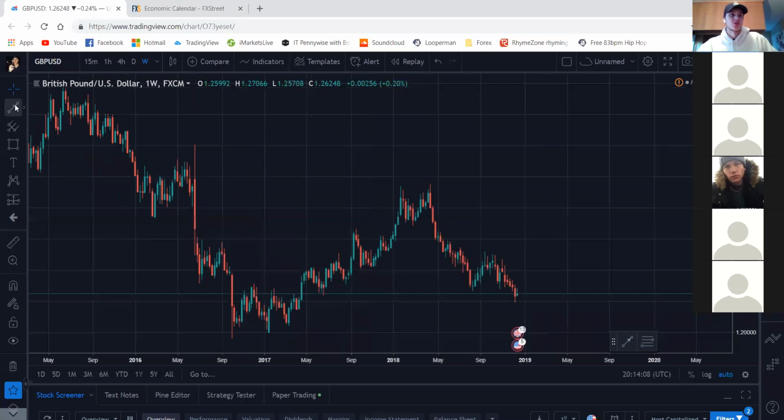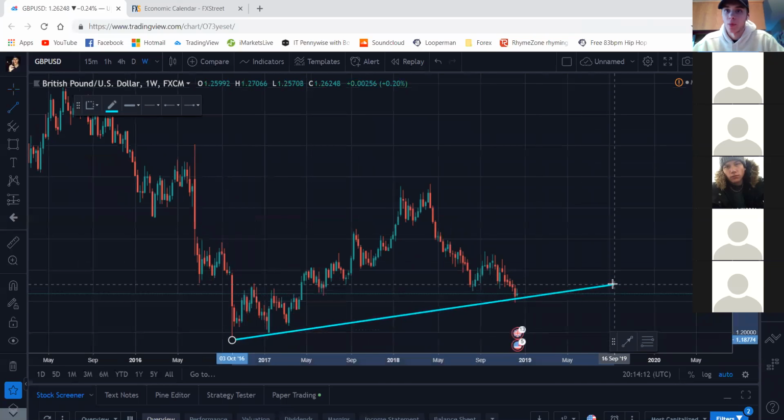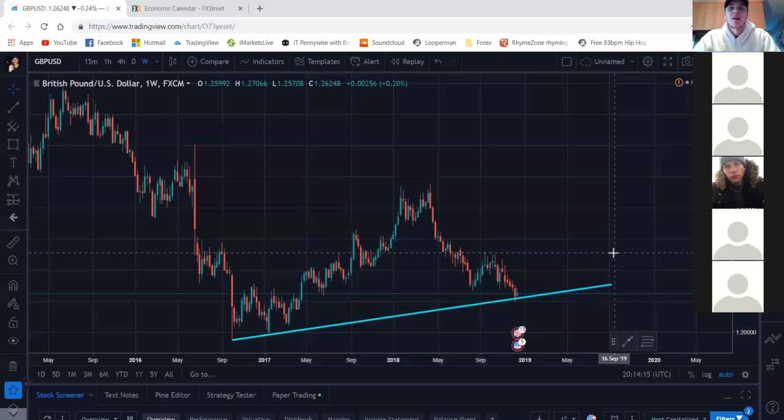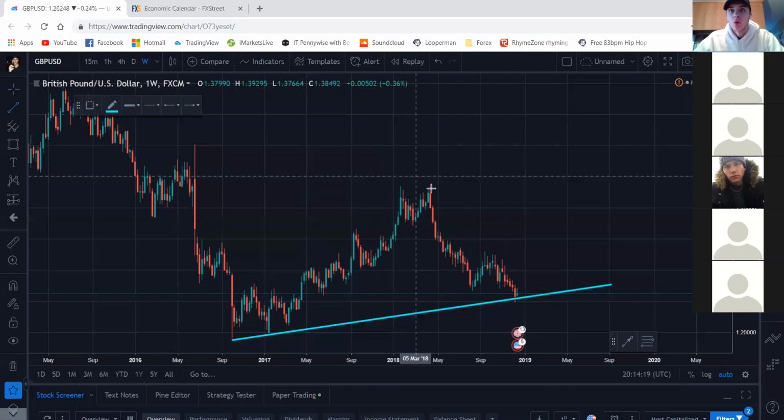and why I believe this is going to be a buy, other than the fact that, oh yeah, perfect right there. Other than the fact that the US government's going to be having a little shutdown for a little while.